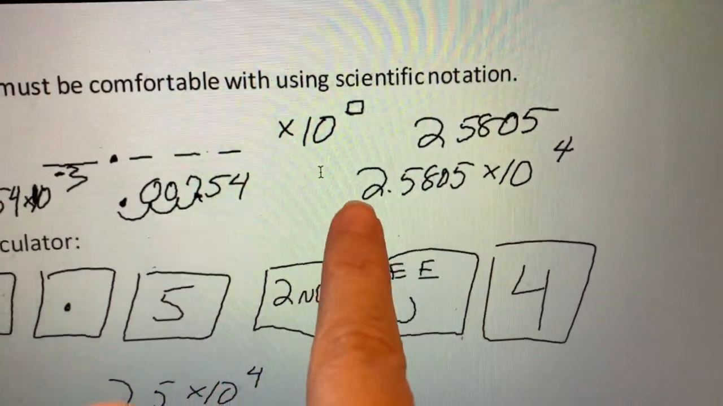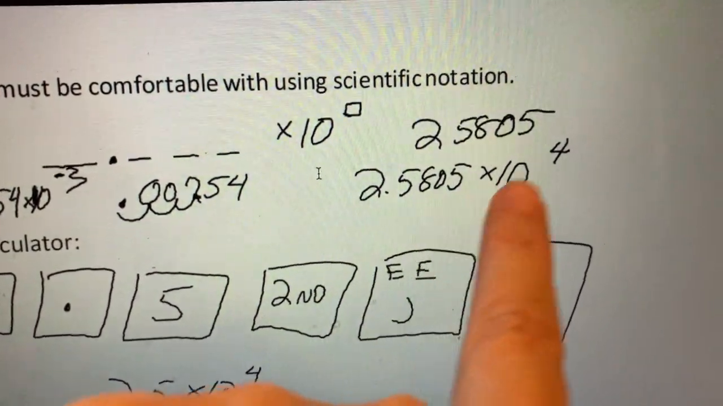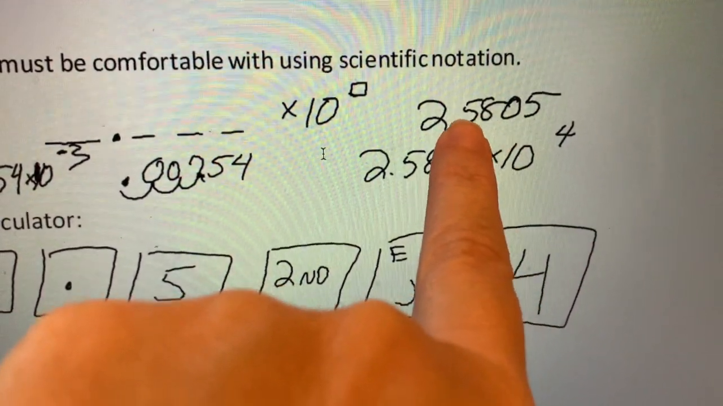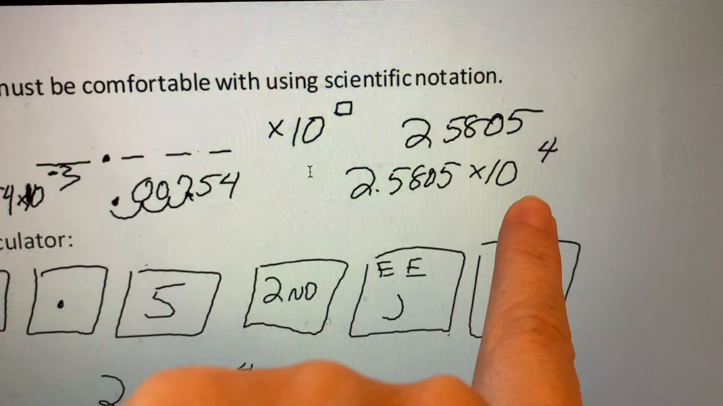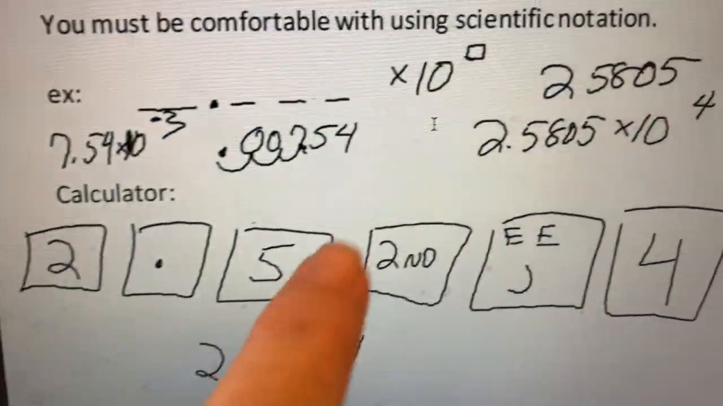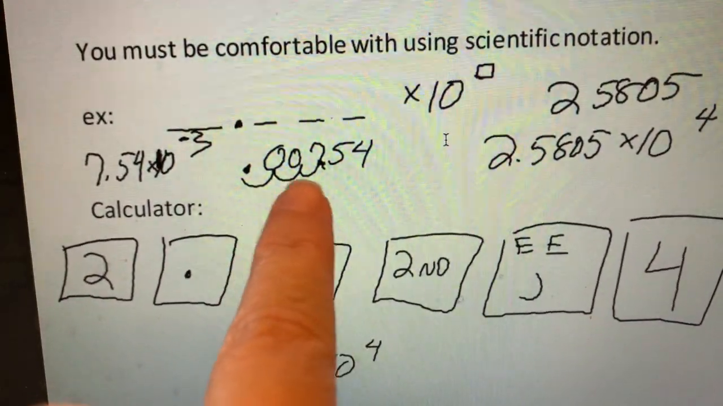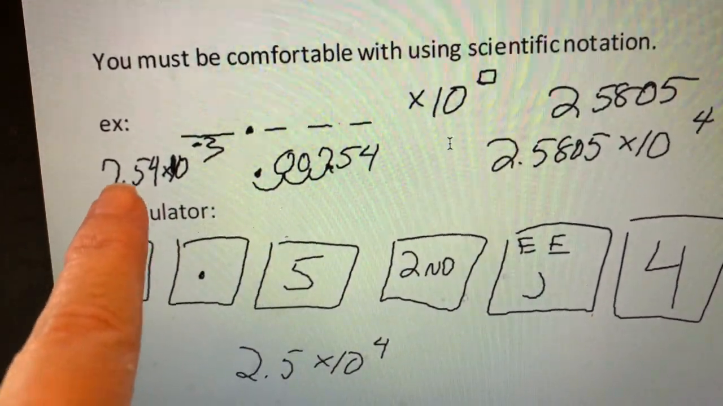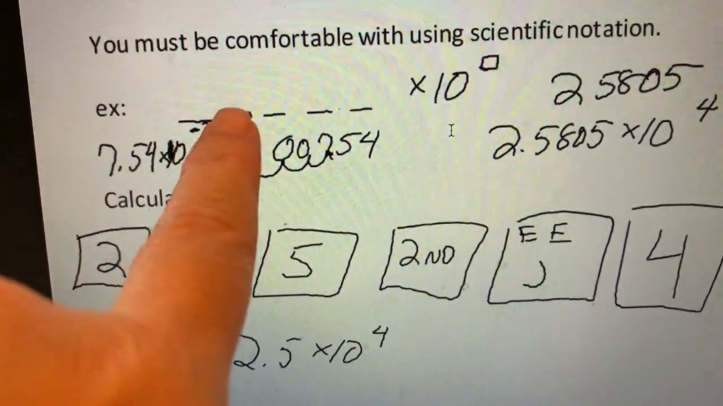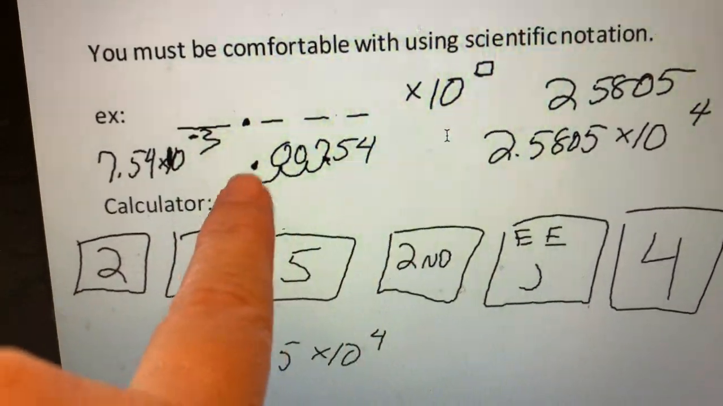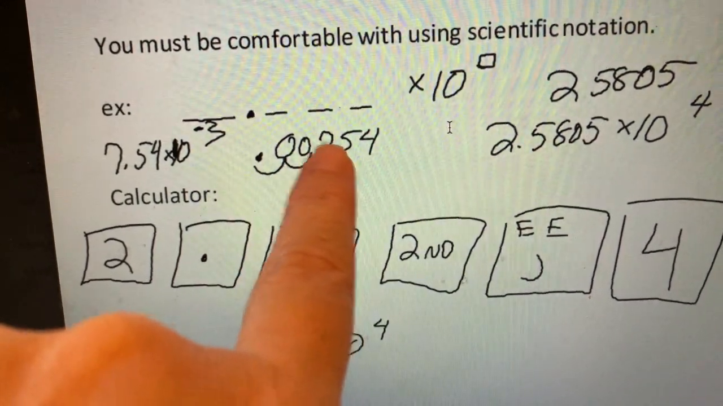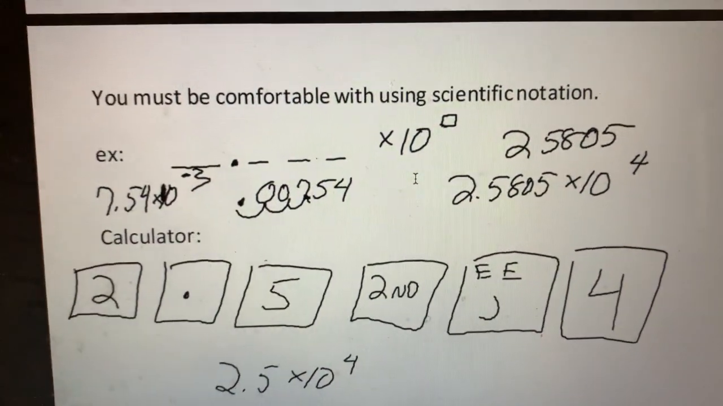2.5805, because a single digit, decimal place, everything else, and then I had to count over 1, 2, 3, 4, so that's times 10 to the 4th. Same thing works when you're going in the opposite direction. If I had given you 0.00754, I'm going to have 7.54, because again, digit, decimal place, everything else. This time though, I took that decimal place and I went to the right. 1, 2, 3. So that's to the -3rd.